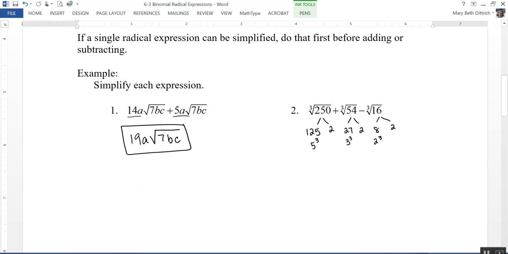So cube root of 250 is going to simplify to 5 times the cube root of 2, plus cube root of 54 is going to simplify to 3 cube root of 2, minus cube root of 16 is going to simplify to 2 times the cube root of 2. Now notice that my indexes are the same, my radicands are the same, so I can just combine the numbers out front. So 5 plus 3 minus 2 is 6 cube root of 2. And that's my final answer.